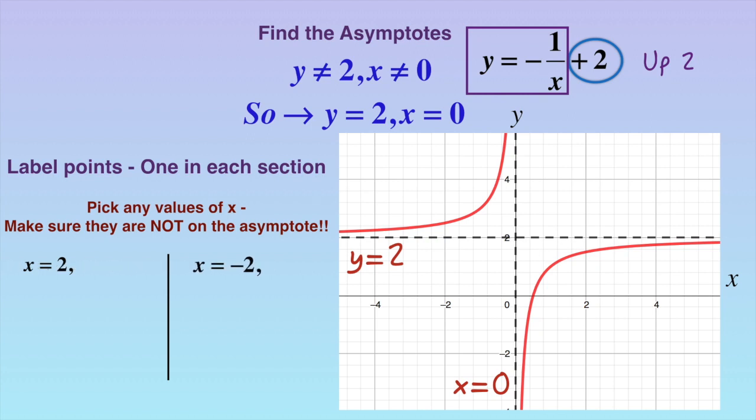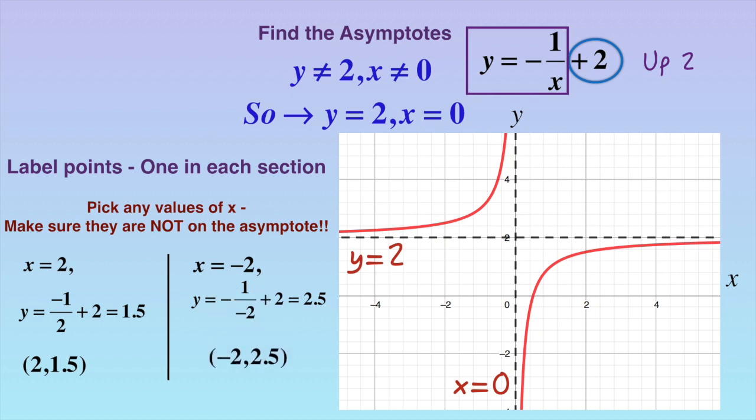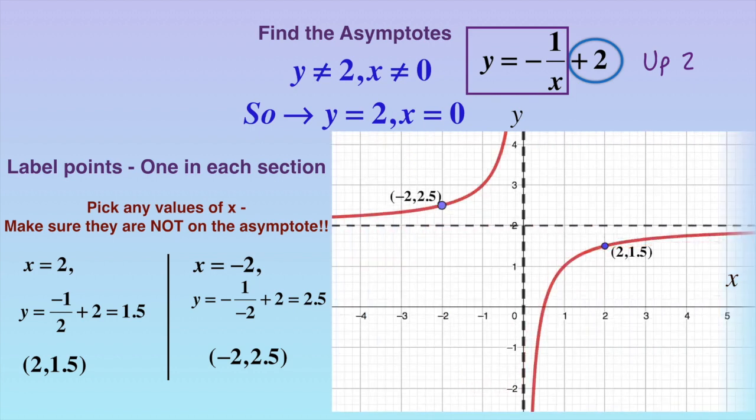And of course, I need to sub those values back into the original y equals minus 1 on x plus 2 to get the actual x comma y point, which is what I need to plot on my graph. So when x equals 2, y equals, sub it in, I get 1.5. So my point is 2 comma 1.5. And when x equals minus 2, I sub that back into my original equation and I get y equals 2.5. And so my point is minus 2 comma minus 2.5. And then I plot the 2 points in the right spot on my graph.